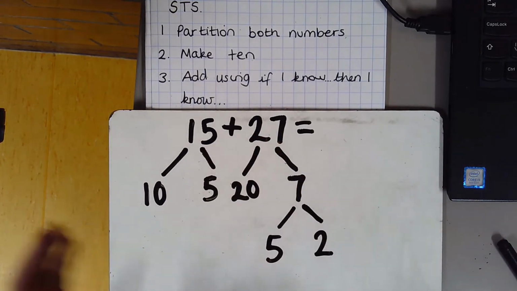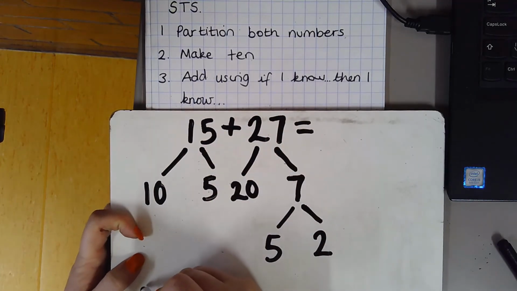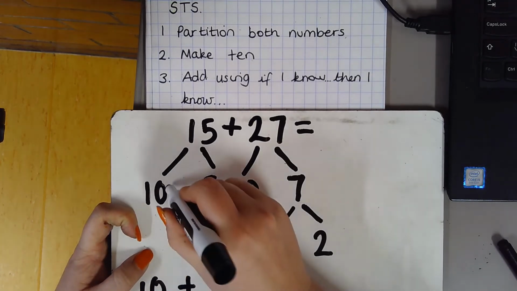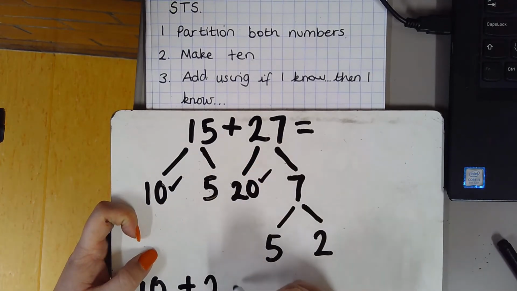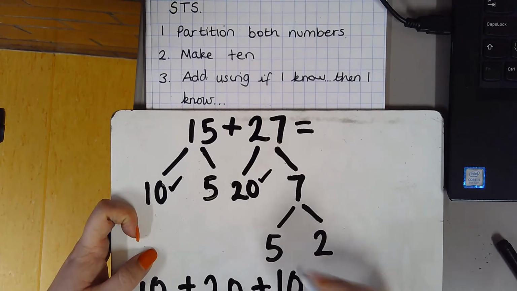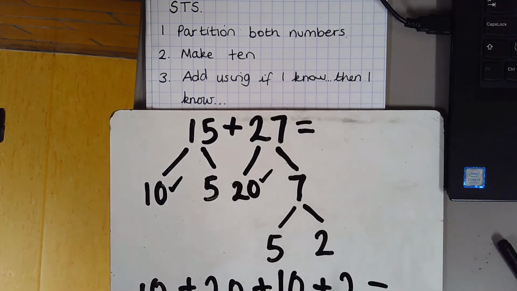So now I need to do my last step. Add using if I know, then I know. So I'm adding 10, add 20, add 10, and then what have I got left? I've got 2 left. If I know, then I know.